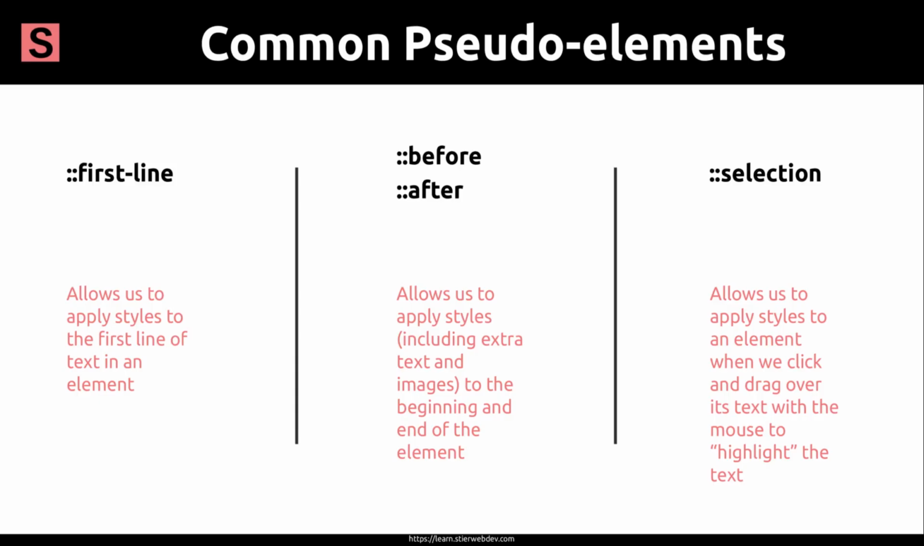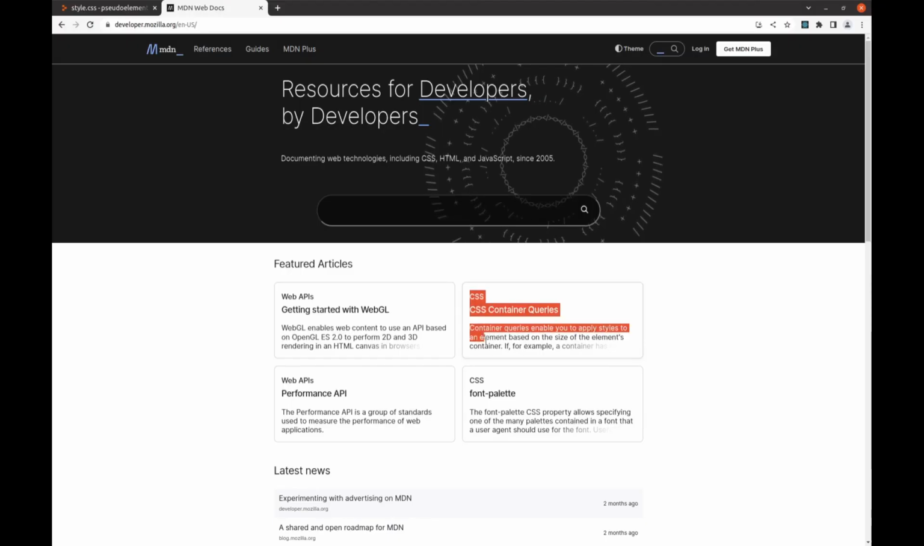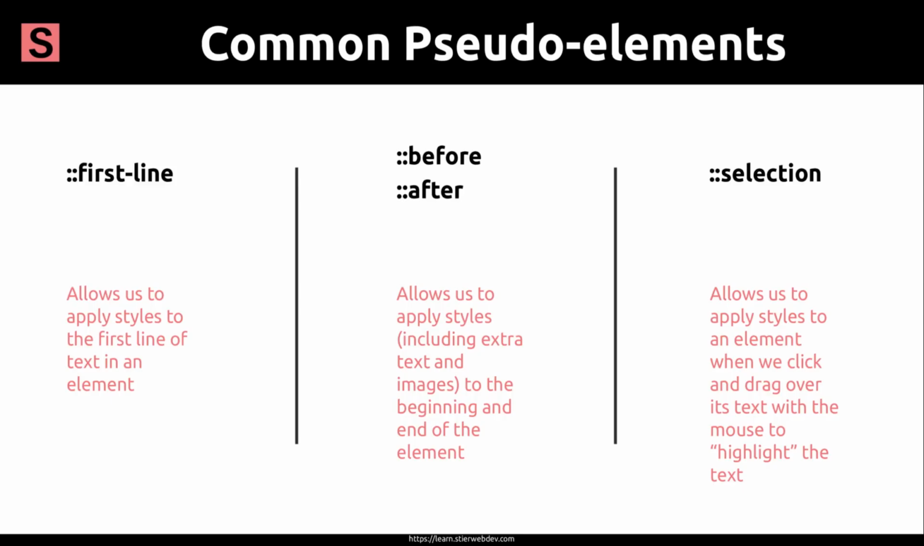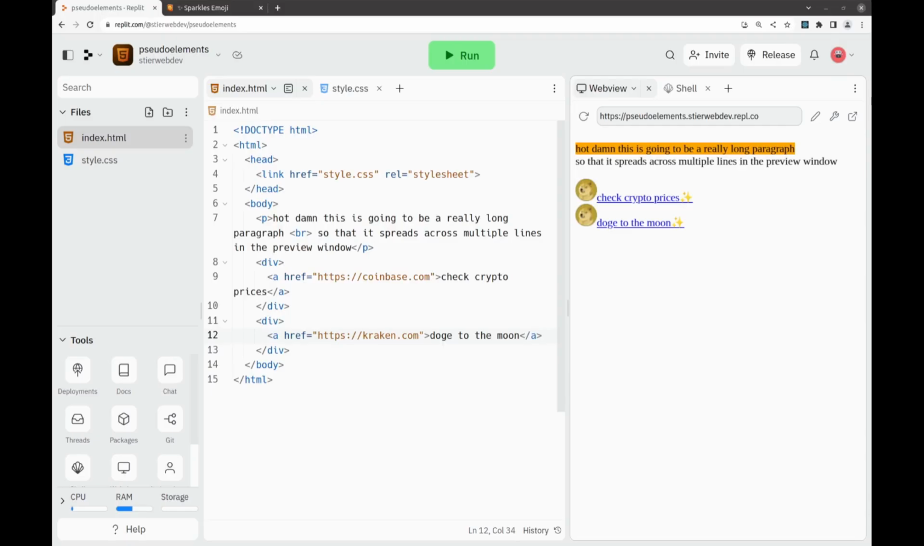Last, we have the selection pseudo element. The selection pseudo element will allow us to change the highlight color of the text in our elements. What do I mean by highlight color? I mean when we click and drag over some text on a web page. This highlighted text is usually colored differently depending on your web browser and operating system. We can overwrite that default color and change it to be whatever we want using the selection pseudo element. Let's try it out together now.